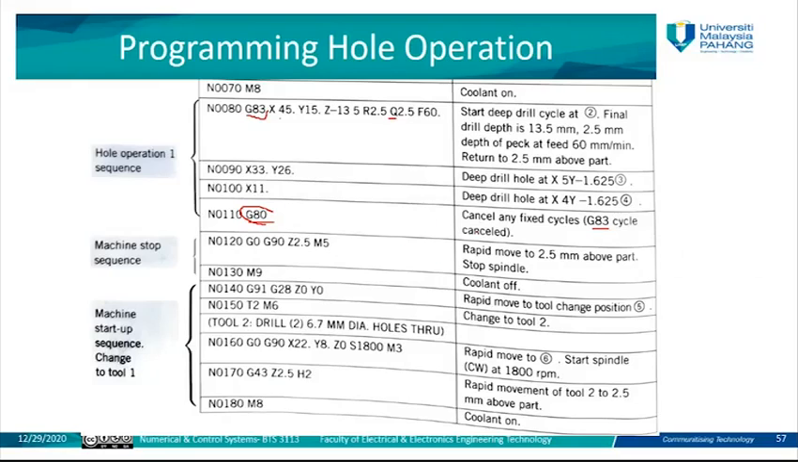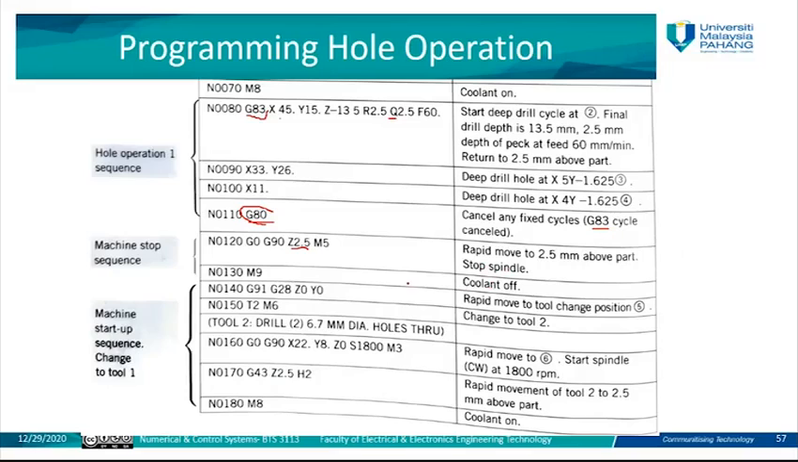After creating the 3 holes and canceling the drill cycle, it will return to the reference point, or the standby point, at the level of 2.5 here. So rapid move to 2.5 above the part, stop spindle. Then coolant will be off because we finished the drilling.